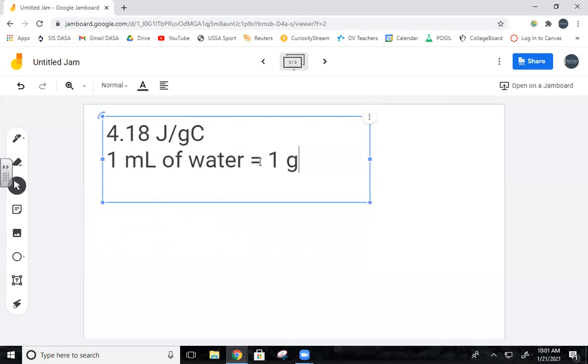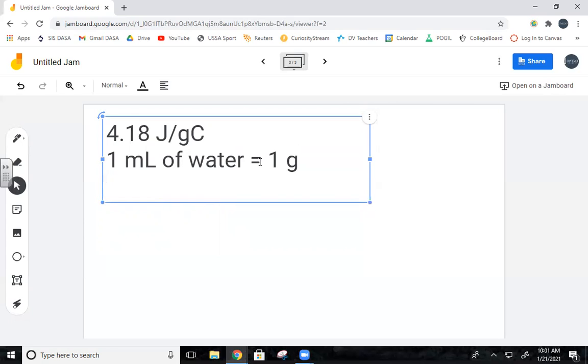Imagine if you had to convert between teaspoons and ounces. It makes me vomit just thinking about it. Okay, but we only have to convert between milliliters and grams, which for water, it's 1-to-1, which is fabulous. Okay?